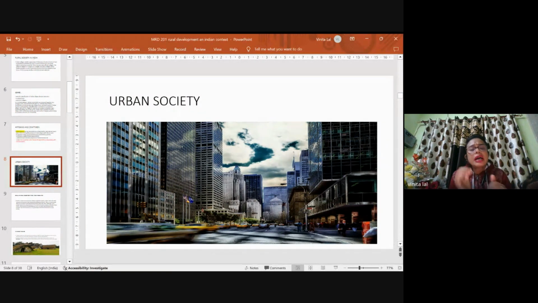Urbanization involves the creation of social institutions and how they interact with their environment. More than half of the world population lives in cities, and by 2050 it is expected that nearly 70% of the world population will live in cities.